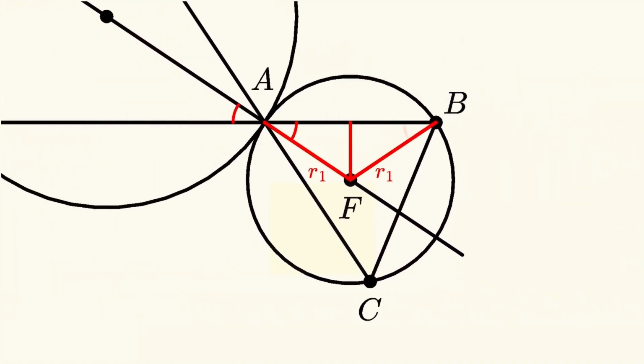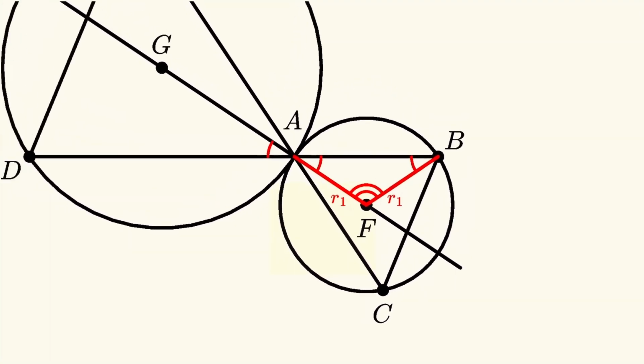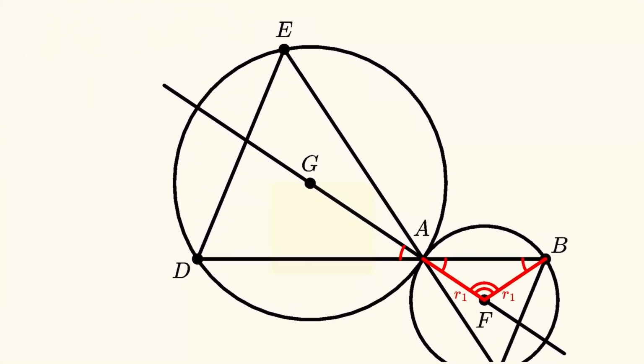That means angles FAB and FBA are congruent, and although we don't know angle AFB, we'll label it just to keep track of for later. The same reasoning applies to triangle ADG. Drawing the perpendicular bisector forms two congruent right triangles, which shows that all three angles of triangle ADG are congruent to those of triangle ABF.